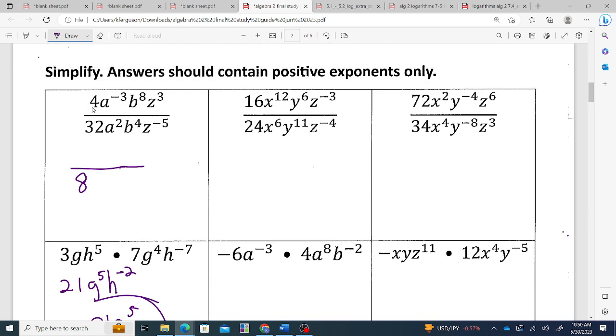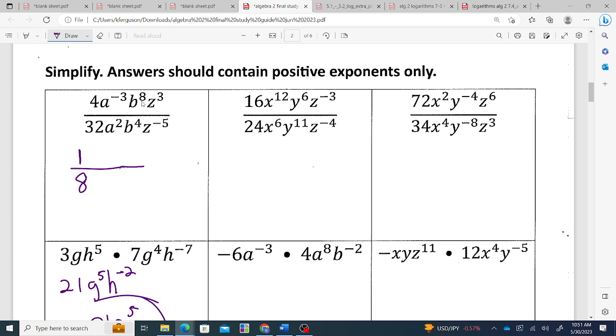So, yeah. Well, here's the thing. Because I got 4 on the top and 32 on the bottom, I treat it like a fraction and I just reduce it. So that's why I got 8 on the bottom. 1 over 8, yes.